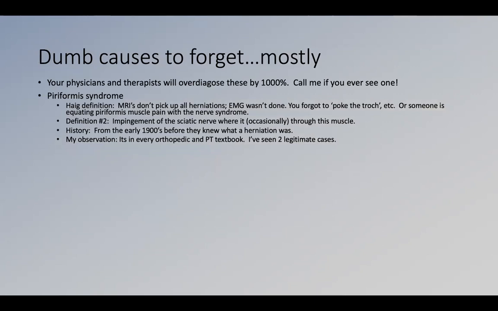Piriformis syndrome. My definition is it's a herniated disc that you missed on the MRI, or you forgot to do an EMG in the paraspinal muscles, or you forgot to poke the sacroiliac. Also, sometimes a therapist will equate piriformis muscle pain, which can be a real thing, with the piriformis nerve entrapment syndrome, right? The real syndrome is the impingement of the sciatic nerve in the very few percentage of people where the nerve actually goes through the muscle, okay?